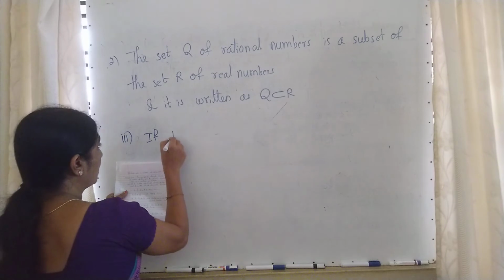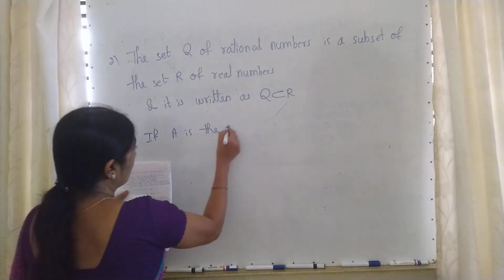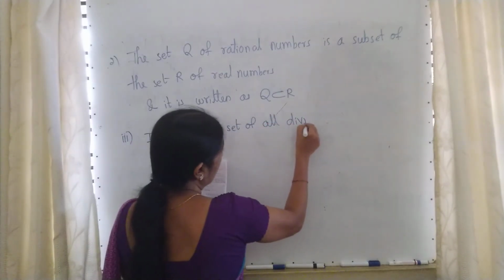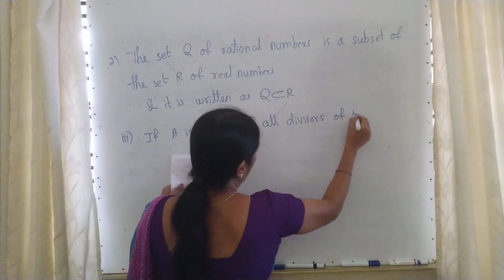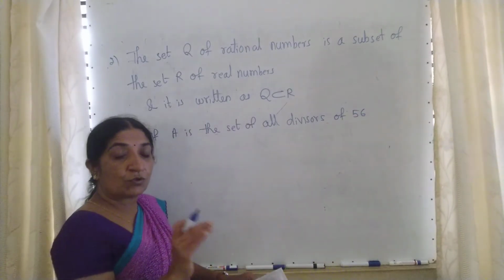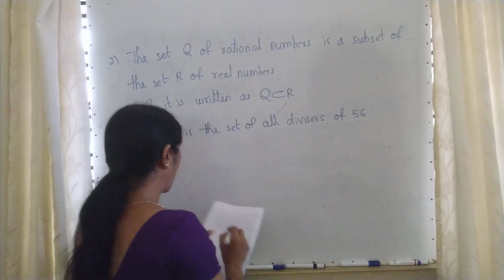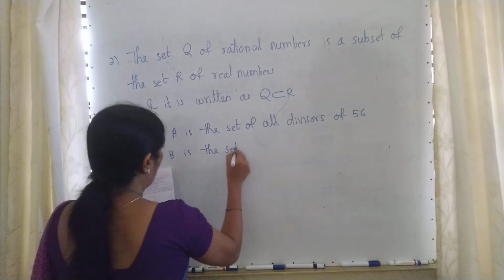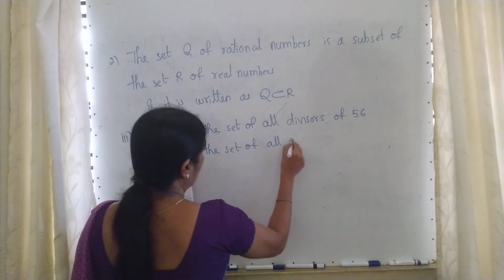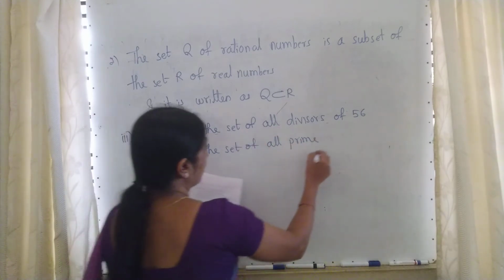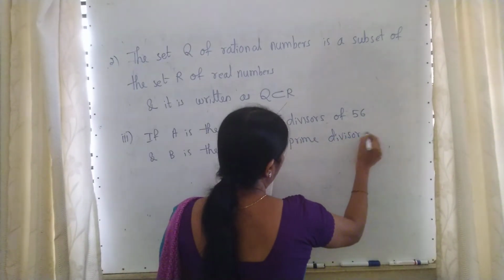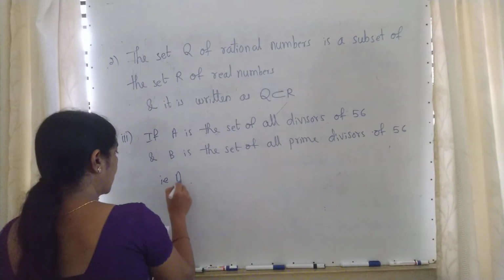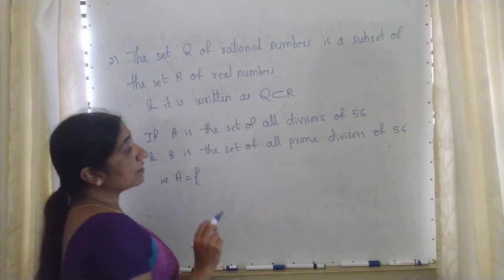Next, third question, third example. If A is the set of all divisors of 56, that means you have to make a list of those numbers which divide 56, and B is the set of all prime divisors of 56. First write the set A. Set A is what? All the divisors of 56.